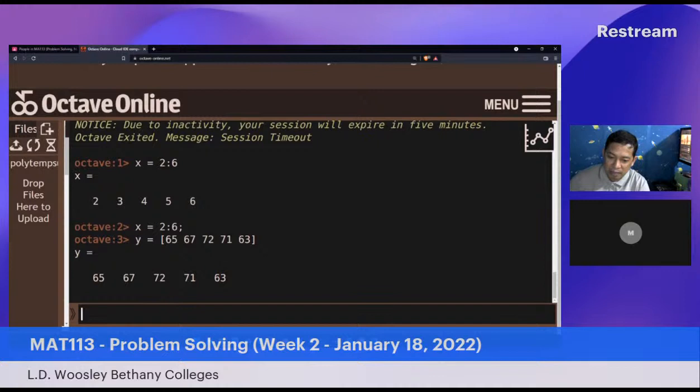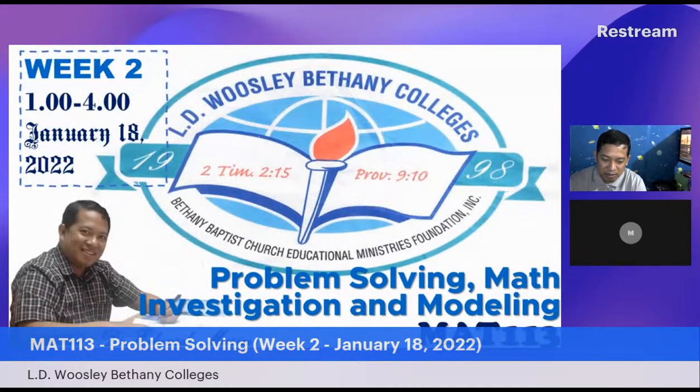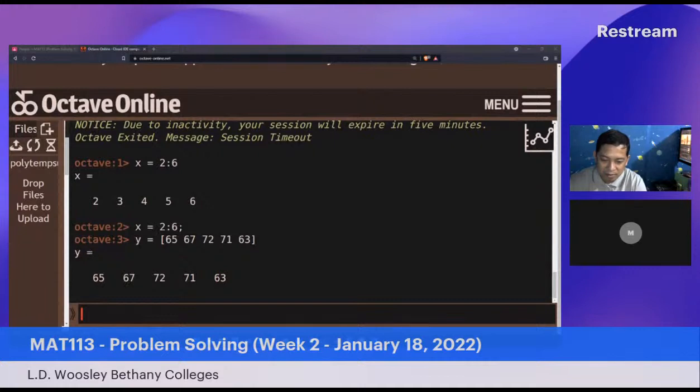And then curve fitting is finding the curve that best fits the data. So meaning the one that would best represent the data in terms of the relationship of x and y. So there is this best fit line that actually corresponds to the data points. So yun yung best na line na pwedeng mag-represent sa mga data points. Alright.